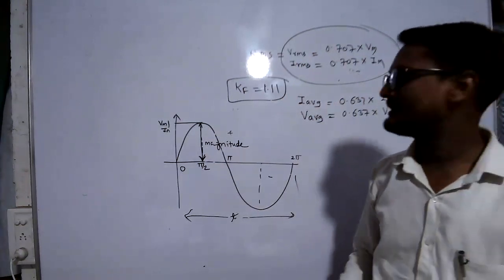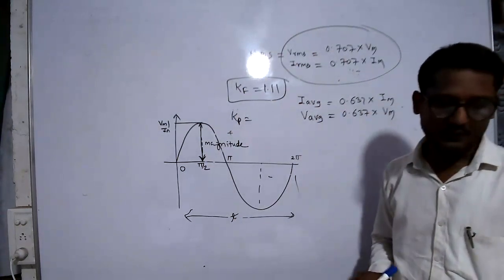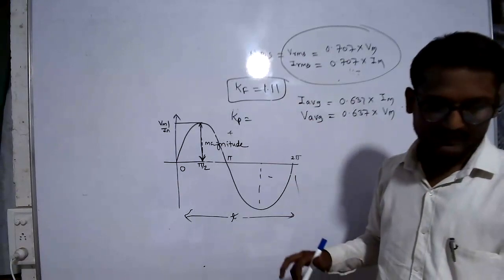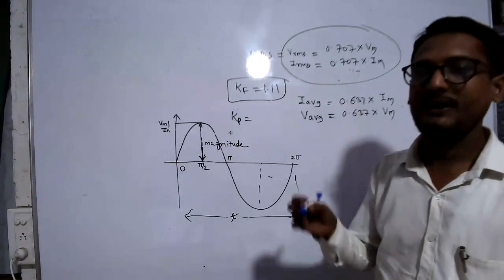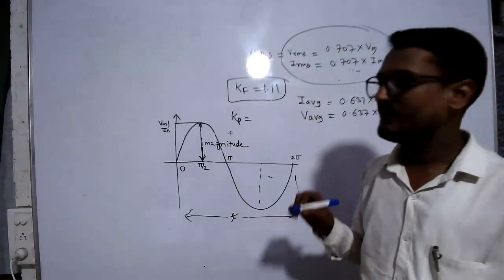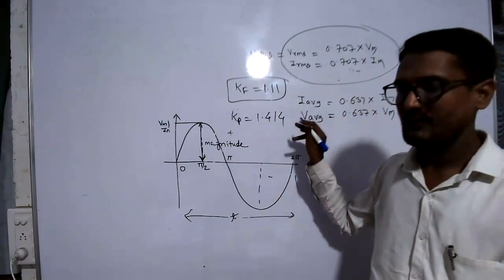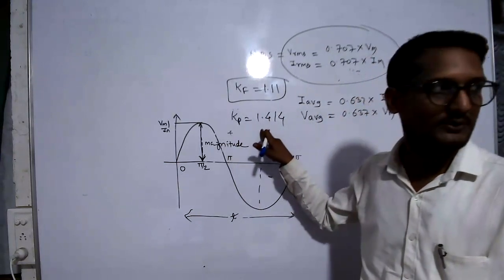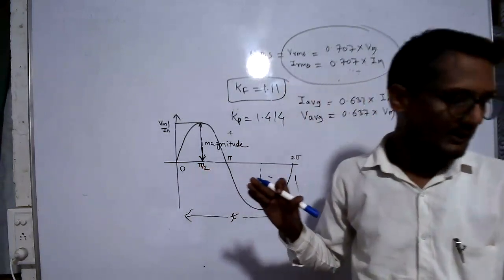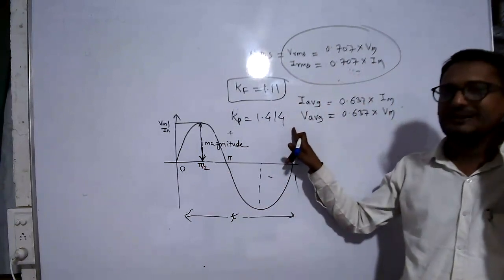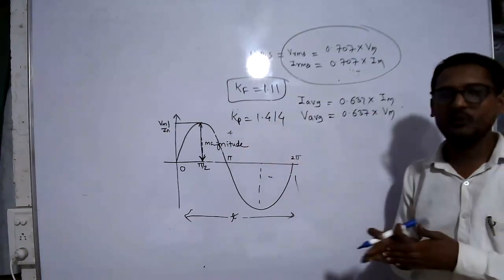Then next is the crest factor. It is denoted by Kp, and the formula for the crest factor is the ratio of peak value to the RMS value. The value of the crest factor is always Kp equals 1.414, and it is also a constant value as well as a unitless quantity.